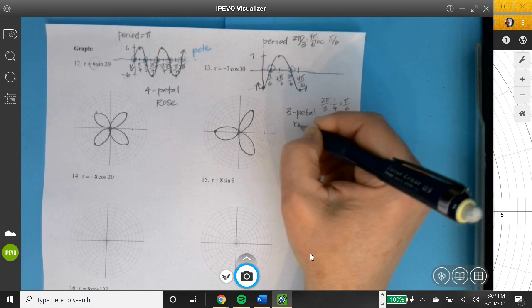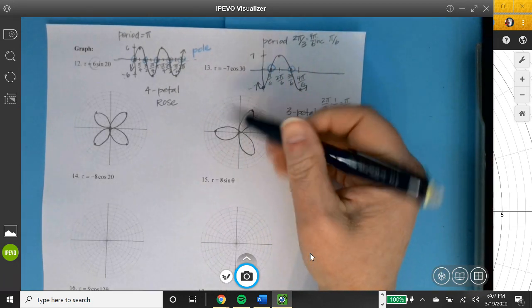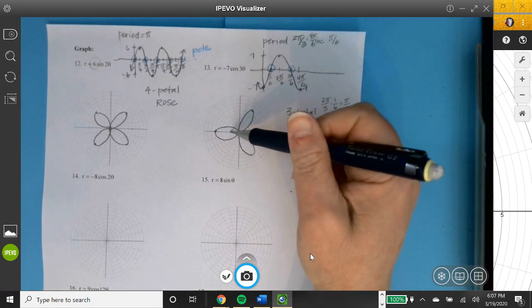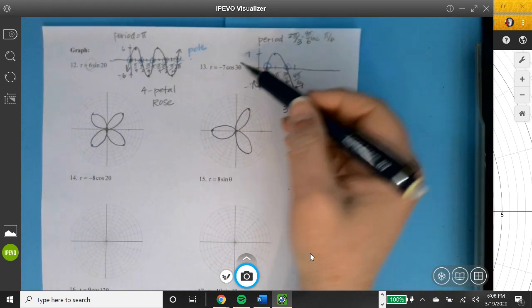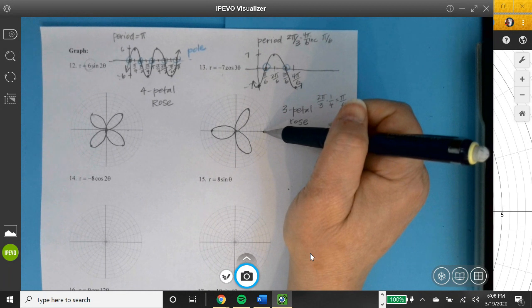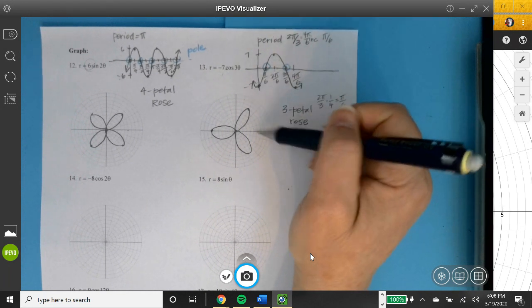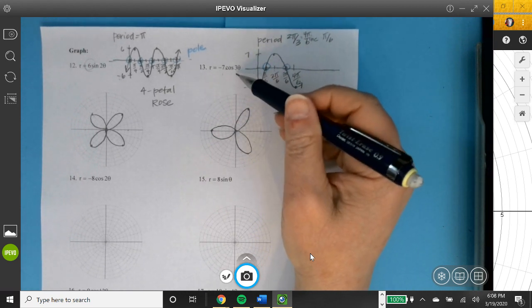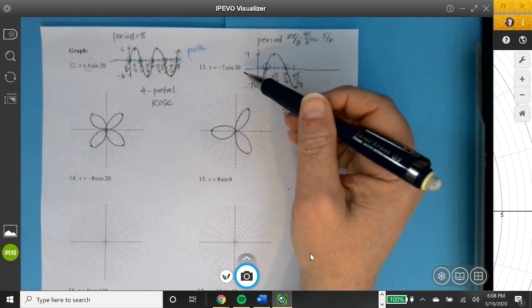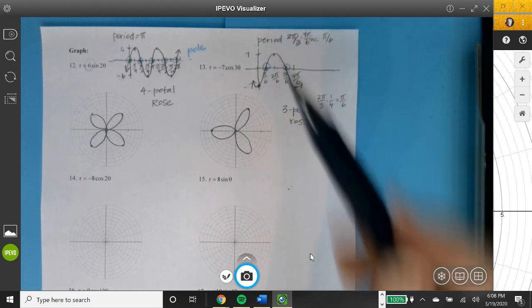Now, it's a 3-petal rose. Do you notice that the cosine is splitting the polar axis on the left side? That's because it's negative. If it was positive, it would split the polar axis on the right side. Okay? So that's the only difference there. And it's a 3-petaled rose because this is an odd number in here. And there you have it.